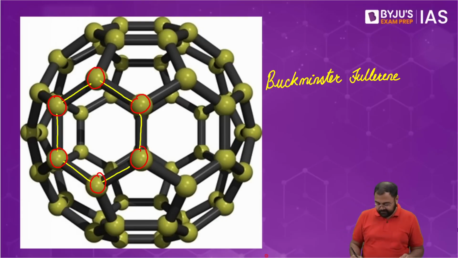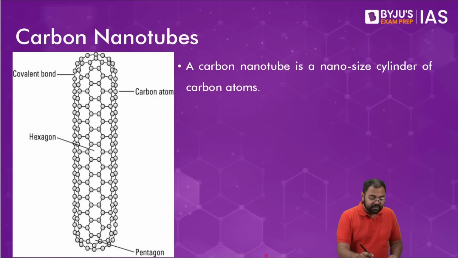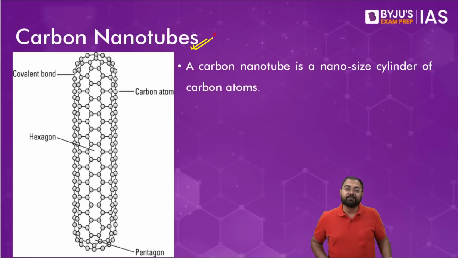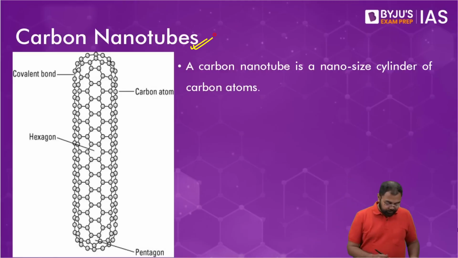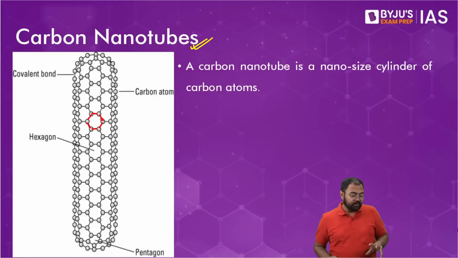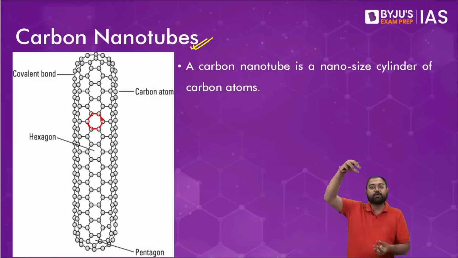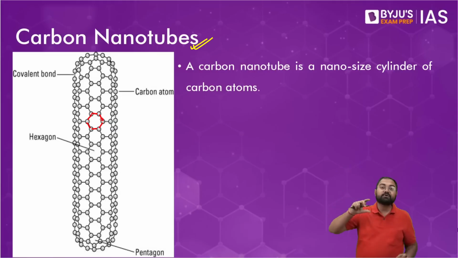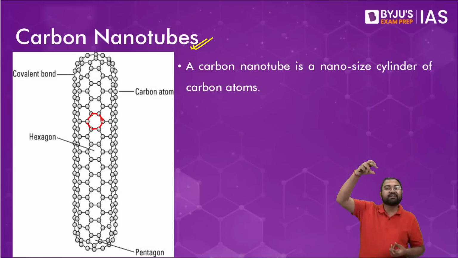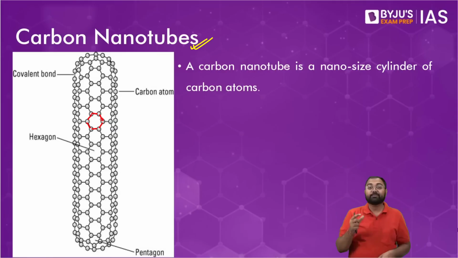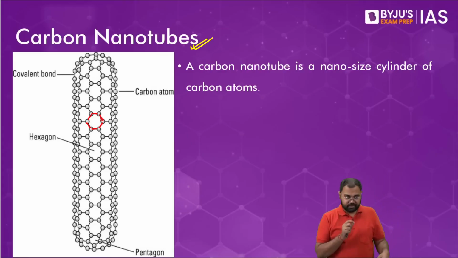And after this a lot of studies started happening, and this is where we came to an even better structure that was synthesized, and this is carbon nanotube. Now carbon nanotube, again if you see here you have the same hexagonal structure as we had with the fullerene, but this time instead of being spherical, this is now tube-shaped. So that's why the name carbon nanotube, because it has a kind of cylindrical structure.